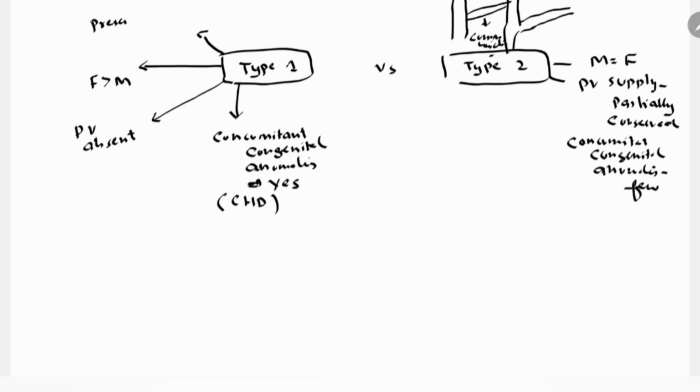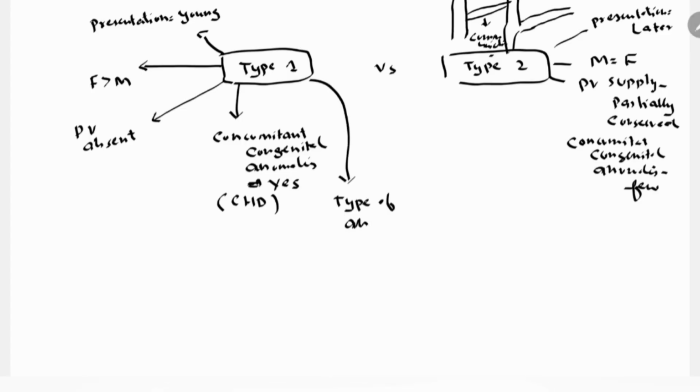Type 1 presents in young, while type 2 presents later. In type 1, the type of anastomosis is end-to-side, while in type 2, the type of anastomosis is side-to-side.